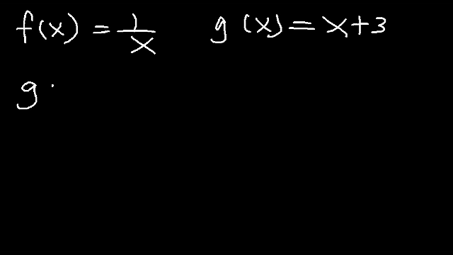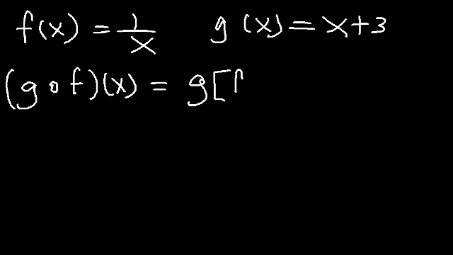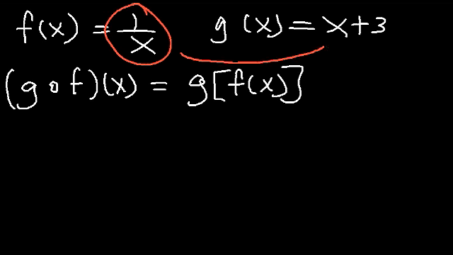So first, let's find g of f of x. So this is the same as this expression. You can write it this way. So f is inside of g. So we're going to take 1 over x and replace it with x. So g is x plus 3. But instead of writing x, we're going to replace it with 1 over x.